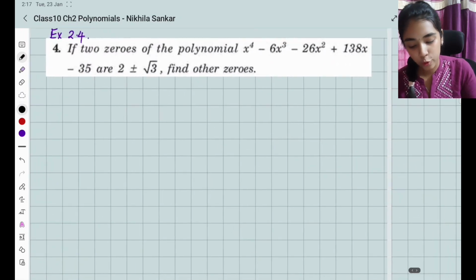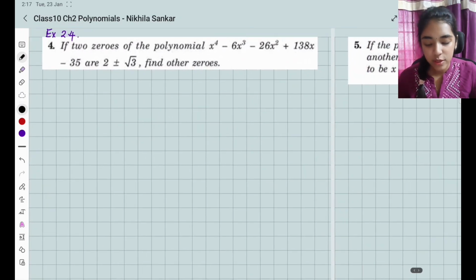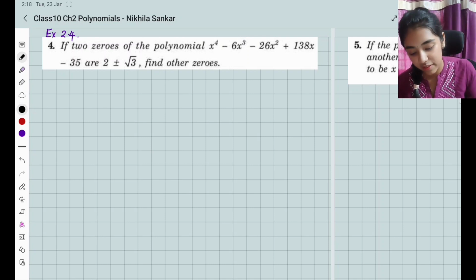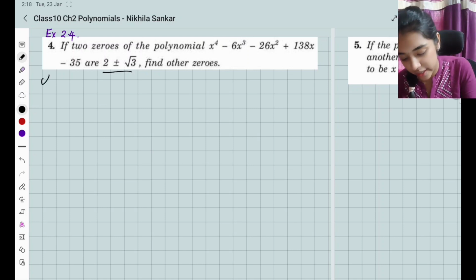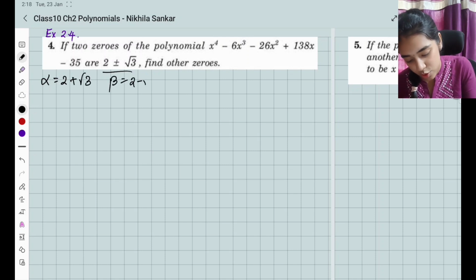So question number 4. They have given, if two zeros of the polynomial x power 4 are given. Now the two zeros are already given. What does that mean? Alpha and beta they have already given. So how can you first of all find the equation? Now the two zeros are going to be 2 plus or minus root 3. So we have alpha equals 2 plus root 3, and beta equals 2 minus root 3.